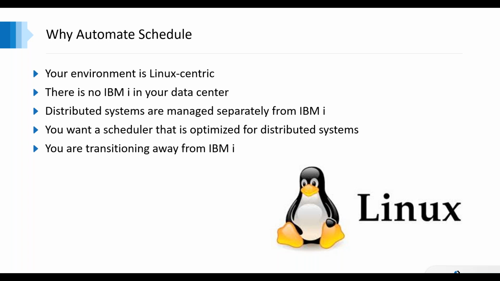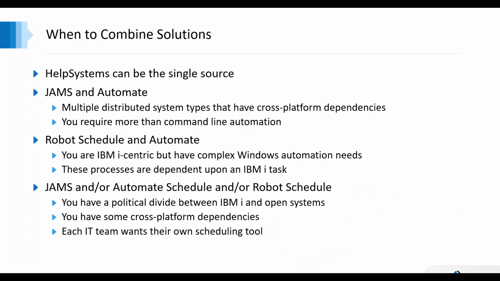And then if you want a scheduler that's optimized for distributed systems, you might have a lighter workload on your IBM i. And some companies are transitioning away from the IBM i, unfortunately. So if you don't want to invest more in your IBM i scheduler, you can move away from the IBM i and use Automate Schedule as your centralized scheduling tool.